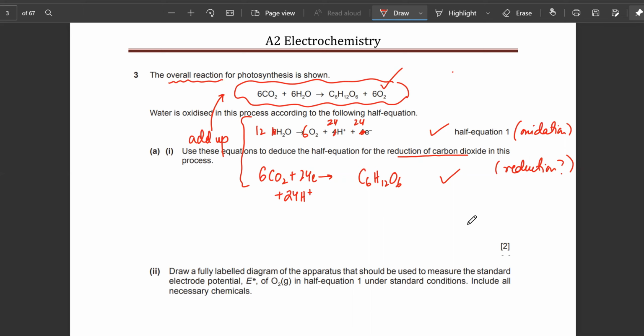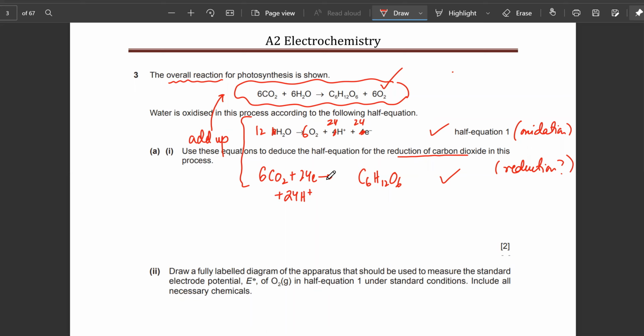How did it get consumed? When you added them up, you got the overall equation, right? So that means there is no H plus over here. Is this clear? There is no H plus. So if 24 H plus are getting produced in the first one, 24 H plus are getting consumed in the second one. Just like the electrons. Why don't you show electrons over here? Because the electrons all got used up. In the first equation, 24 electrons got produced. In the second one, the 24 electrons got consumed. Is this clear?